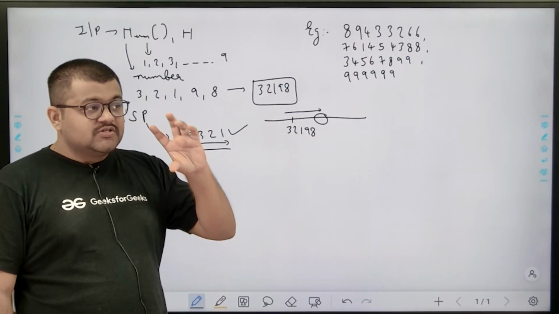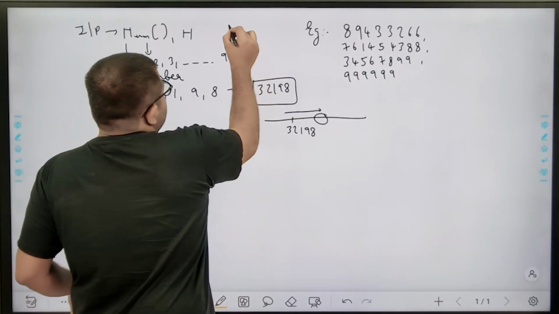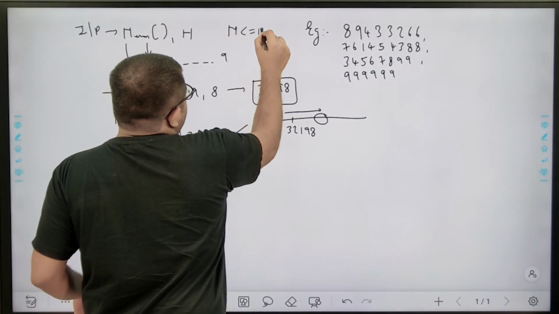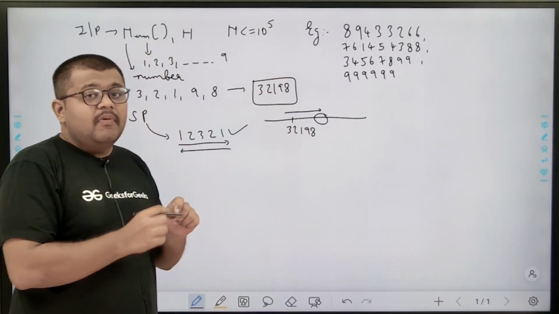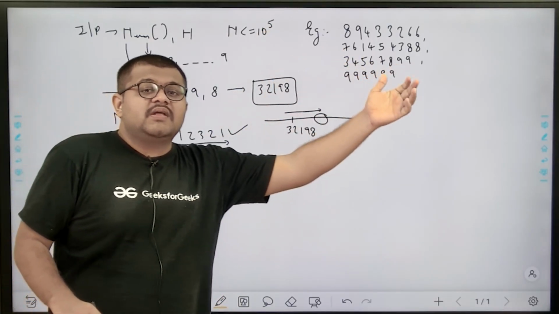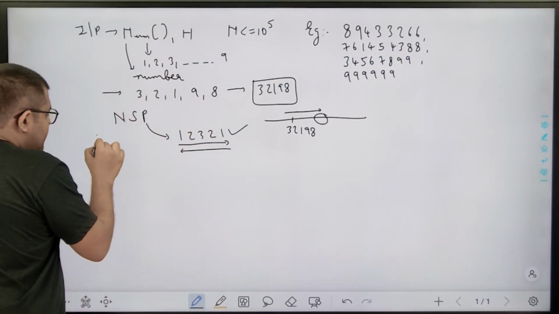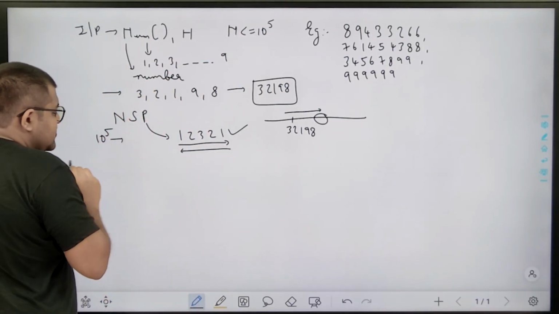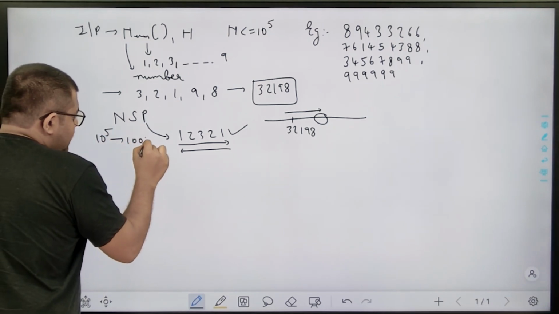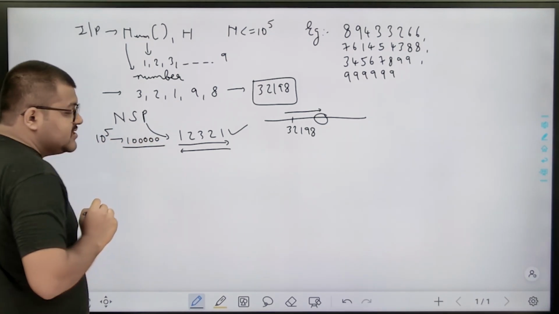Why? Because the length of the array n is less than or equal to 10 to the power 5. It means that the number of digits in that number is 10 to the power 5. Understand? Don't get confused. If the value of the number is 10 to the power 5, it has 6 digits, 1 followed by 5 zeros. Number of digits is 6.